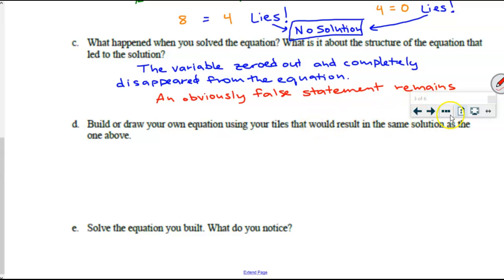Okay, summarize. What happened? How are we going to tell the difference between these two? Jaden.